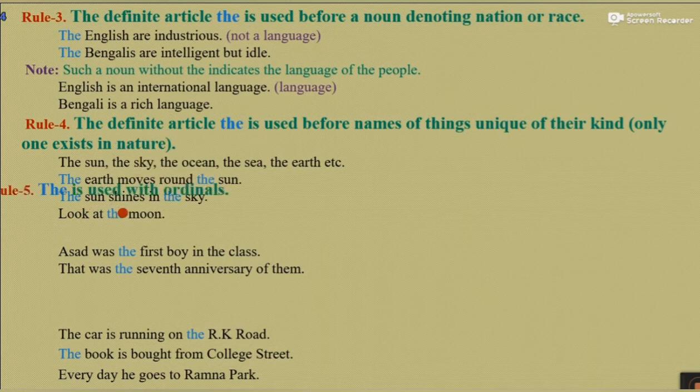Rule number 5: The is used with ordinals. For example, Ashad was the first boy in the class. That was the 7th anniversary of them. Here, the is used before first and 7th. Like the first, the second, the third, we use the before them.